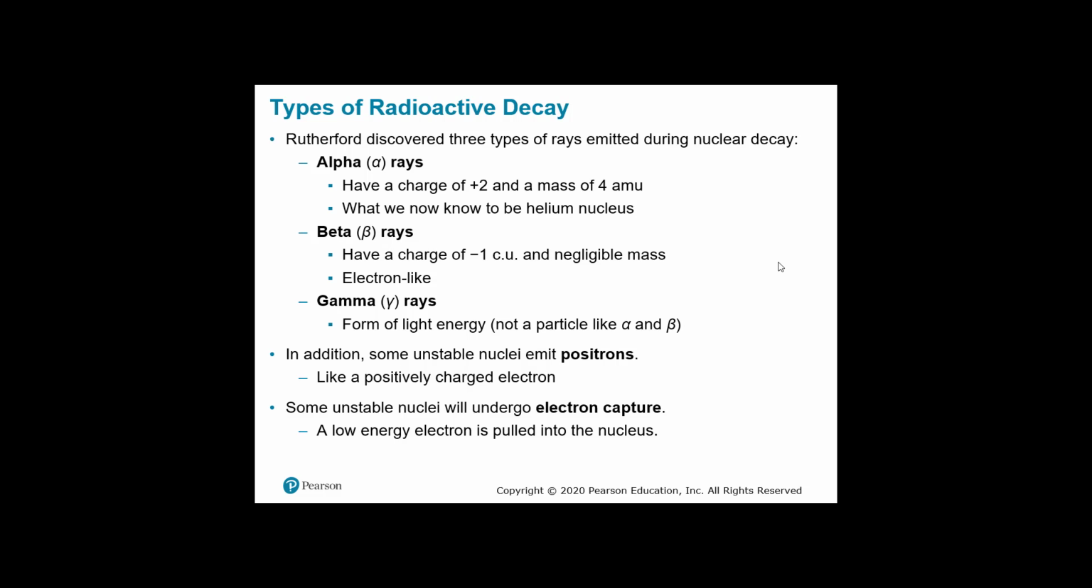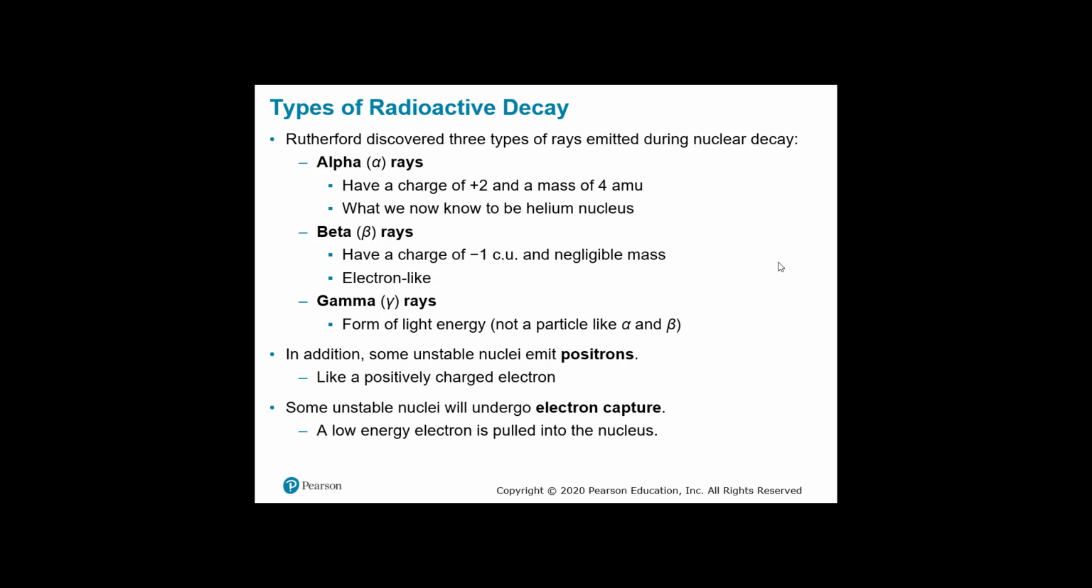Anyways, beta rays have a charge of -1. Don't worry about the Cu right now. And it's a negligible mass, which means it's got 0 mass. It's just got a -1 charge. And the one thing I don't like about the slides is it doesn't show the symbols for these, but I have more than enough to go over this with and show the symbols at the same time. And then gamma rays, a form of light energy. It's not a particle like alpha or beta.